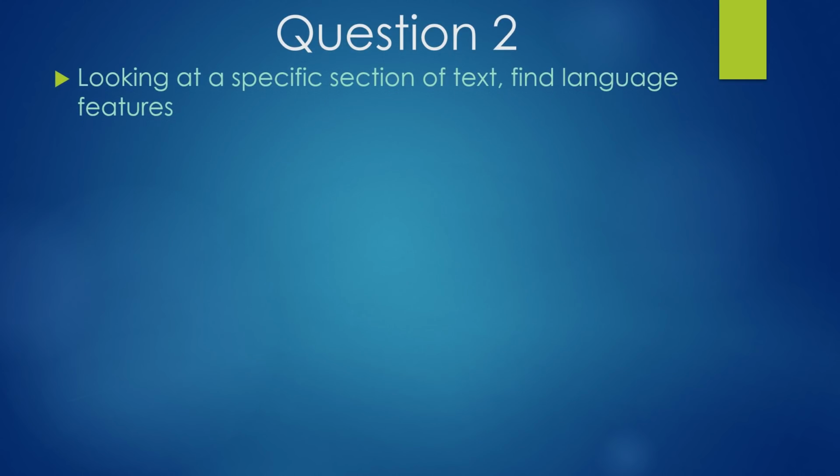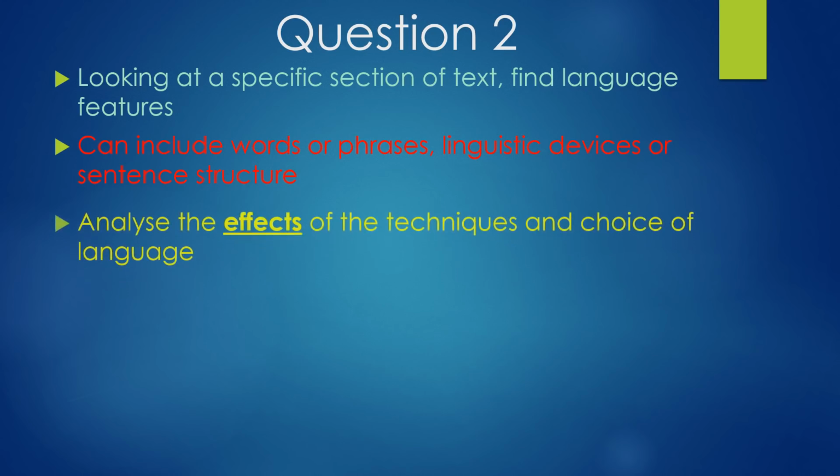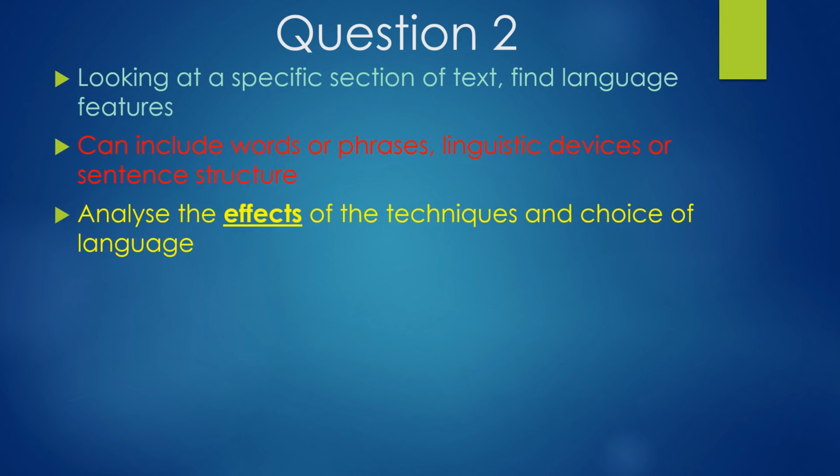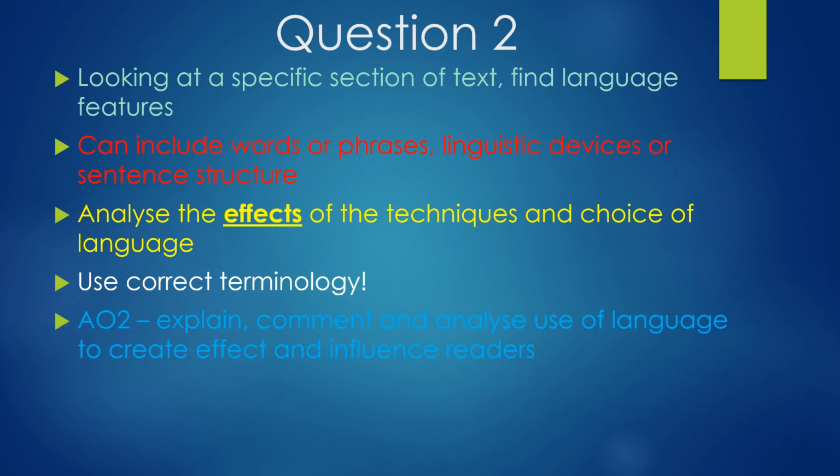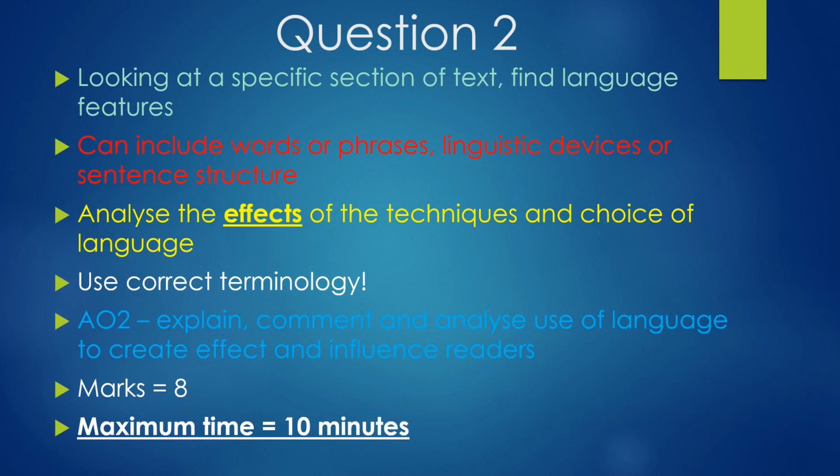Question 2, again you're looking at a specific section of text to find language features. It can include words or phrases, linguistic devices, or sentence structure. You need to analyze the effects of the techniques and choice of language. You will need to quote for this one, and use correct terminology. This will be assessing your AO2, so being able to explain, comment, and analyze use of language to create effect and influence readers. It is 8 marks for question 2 and a maximum of 10 minutes.